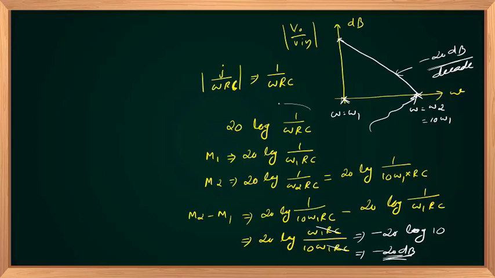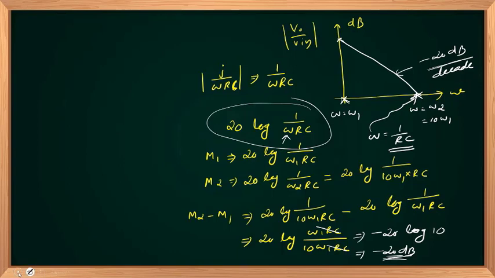this is my general expression of magnitude. When the argument of log equals 1, 20 log 1 will be 0. So the argument of log will be 1 if omega, since omega is a variable, omega equals 1 over RC. Right? So the integrator has an initial slope of minus 20 dB per decade. And it is unstable at omega equal to 0.